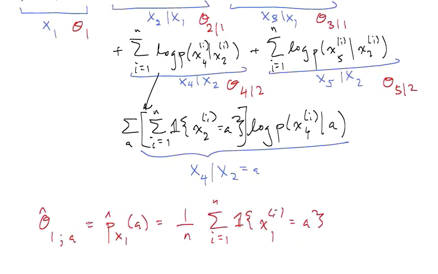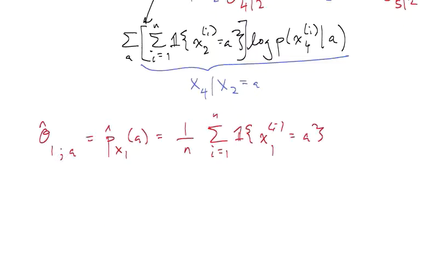So that's going to be the ML estimate for theta 1, and then for each of these conditional probability tables, we're going to have theta hat of i given j of a given b equal to the empirical conditional probability distribution of xi given xj of a given b, which is going to be equal to the fraction of times amongst when we see xj equal to b that xi is equal to a.